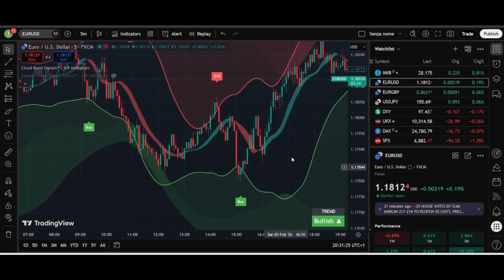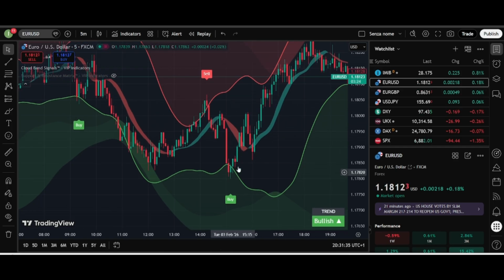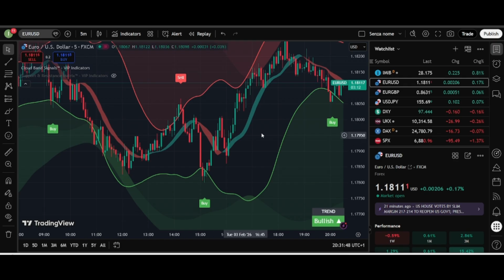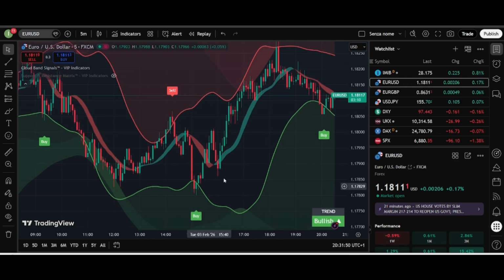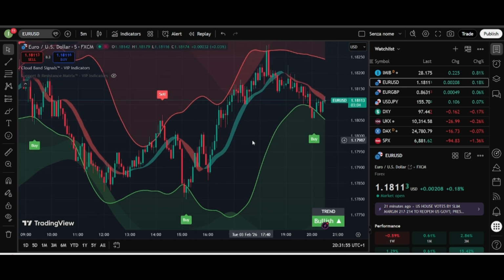A double bottom formed. We had another sell signal. Many traders opened this position and they got stopped here. Another double bottom formed with a buy signal, and the price moved higher, so it reversed. It's very usual for the 5 minutes.